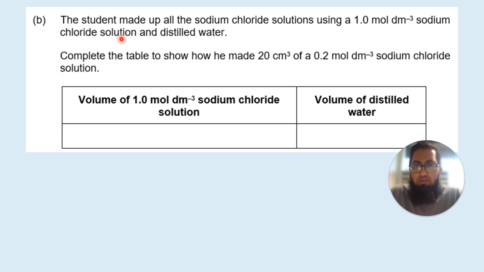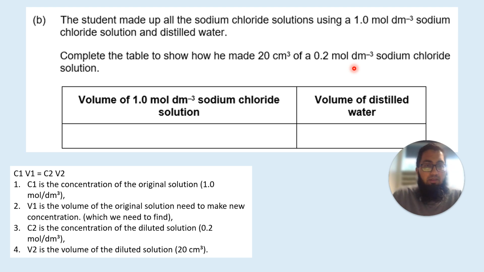So this student, what are they doing? They are using this concentration of sodium chloride, and they added distilled water. They want to dilute it, right? And then what we have is: complete the table to show how he made 20 cm^3 of 0.2 mol dm^-3. So this might be really confusing. All you have to do at the beginning is write down your C1, V1, C2, V2. Make your life simple. And then find out what clues I can get from here to find the 3. Remember, they have to give you 3 things. The 4th one I can find out myself.